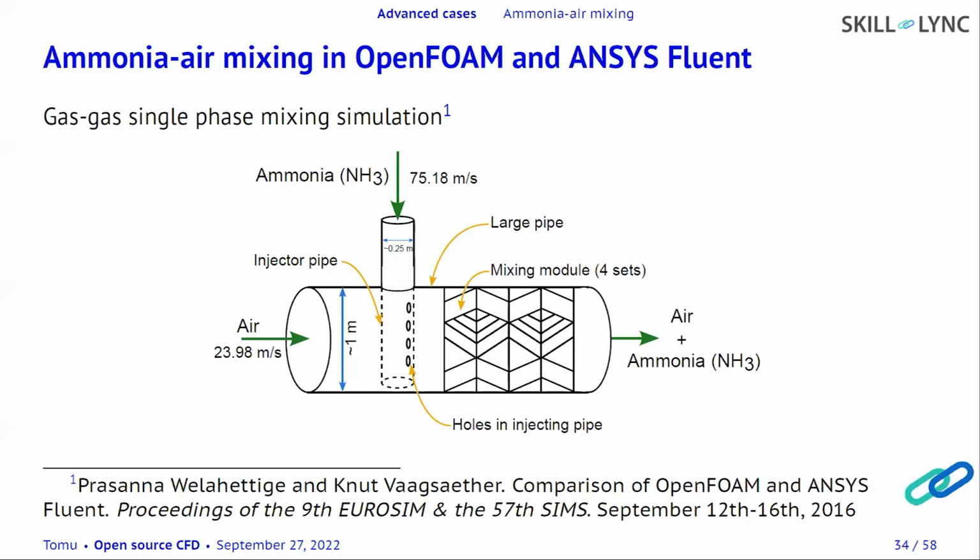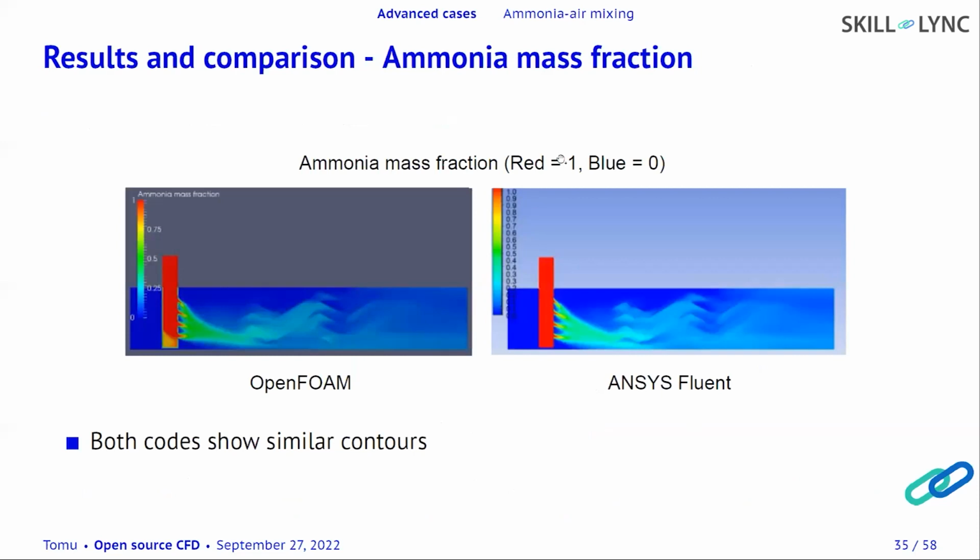So these are the mass fraction plots. Mass fraction means a value of 1 is pure ammonia, and a value of 0 means there is no ammonia, so it will be air. You can see both plots are similar. There are not many deviations. This zigzag region around the middle is the mixing module. The contours look very similar in the mixing region itself, so we have matching results.